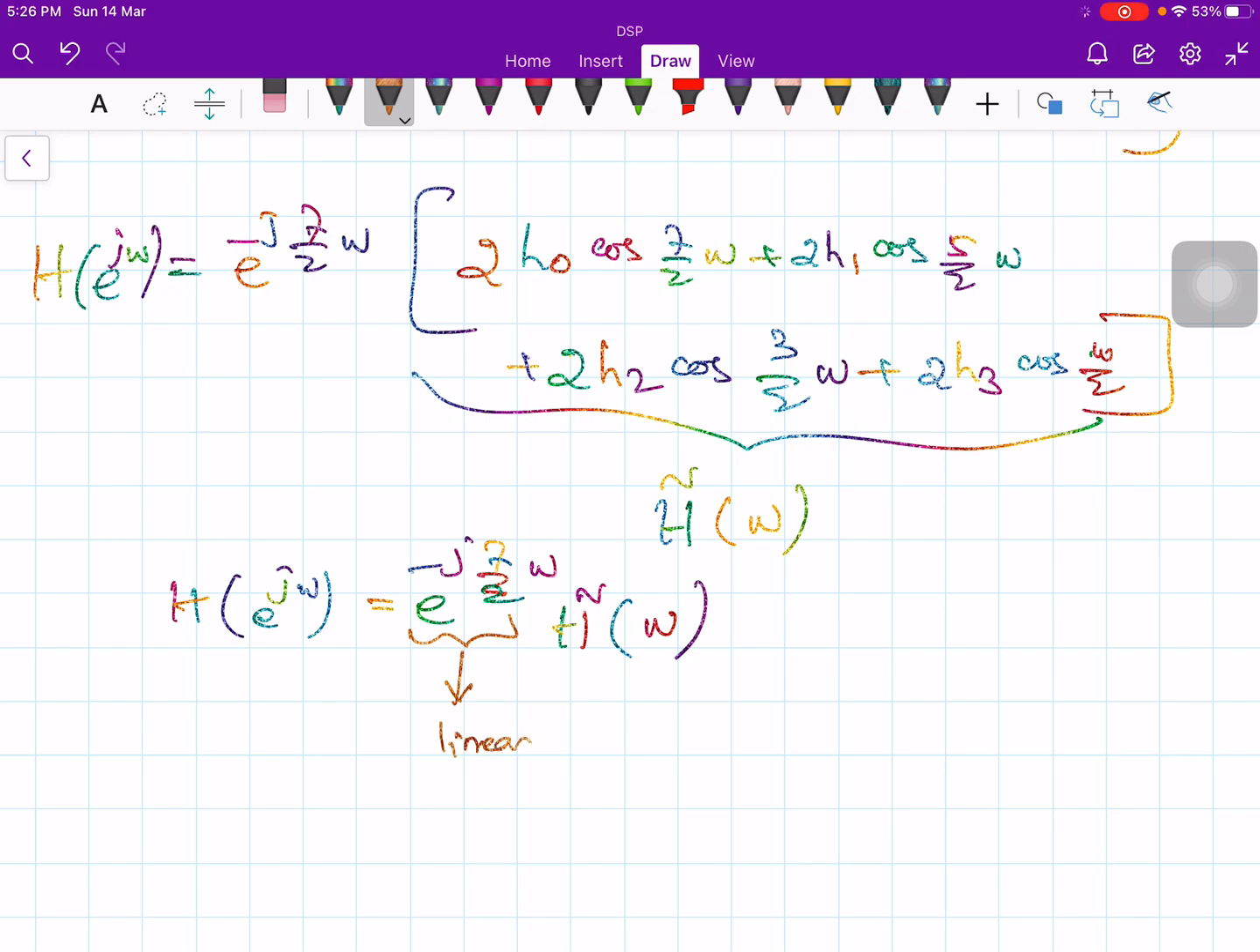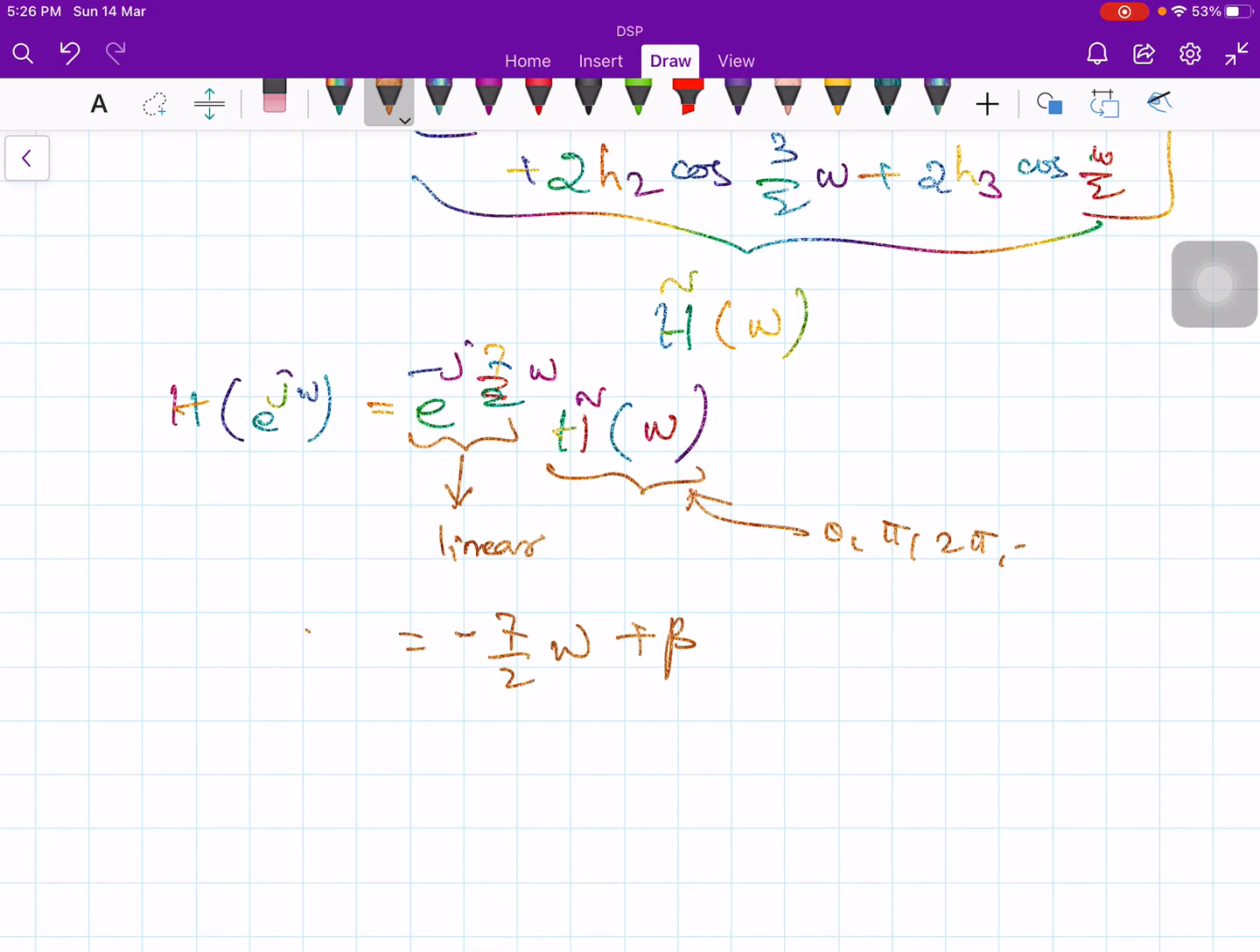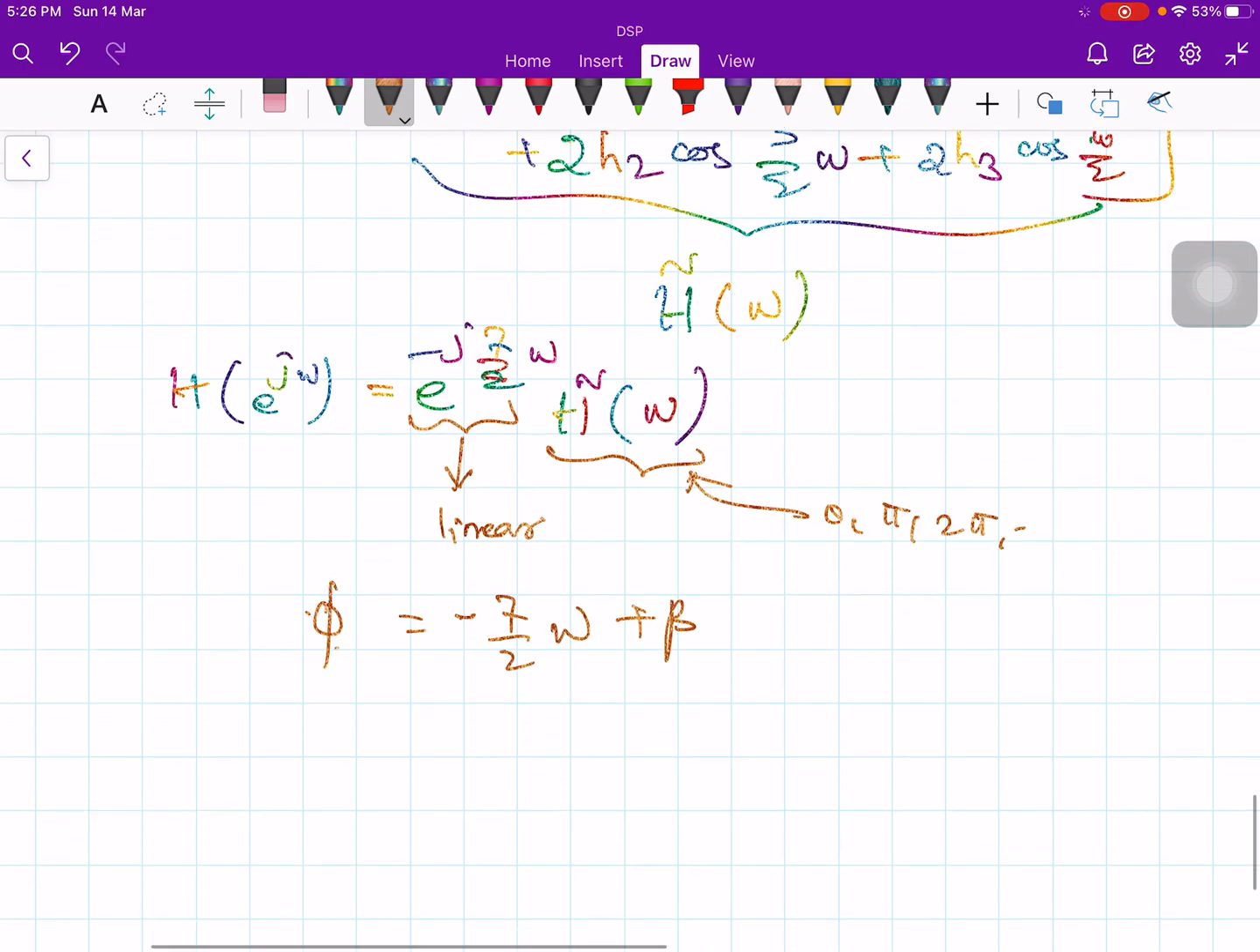What is that linear phase? Minus 7 by 2 omega, and this offers a phase shift, let's say that phase is called beta, in terms of 0, pi, 2 pi, 3 pi, some discrete jumps. Okay, so this is your phase. Now what is the group delay?